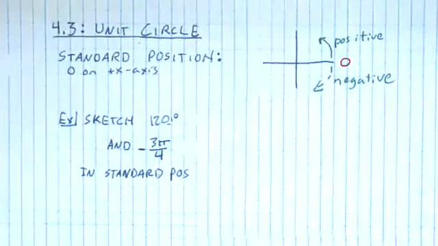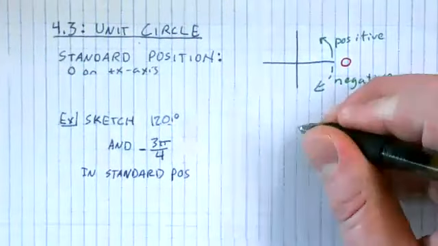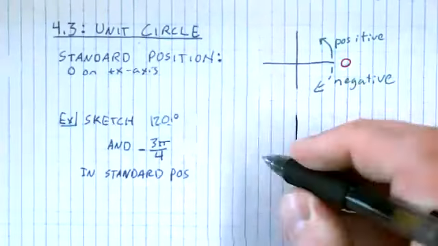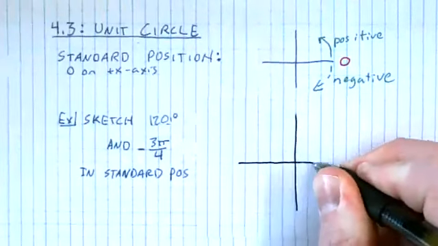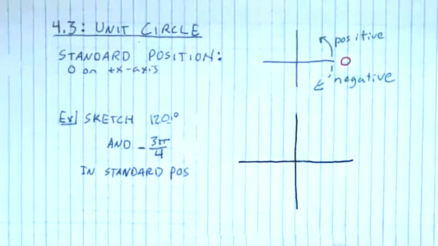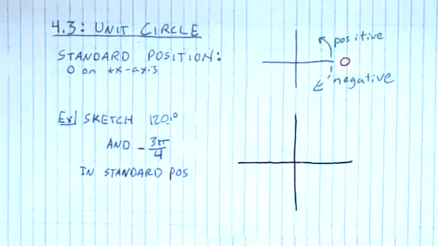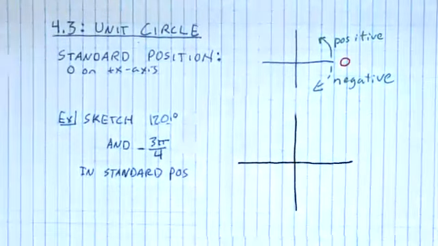So why don't we do a quick example of this? Could I get you guys to sketch? Go ahead and draw yourself an XY axis for me. And I'd like you to think through and sketch 120 degrees and where that would be. And then the position also for negative 3 pi over 4.